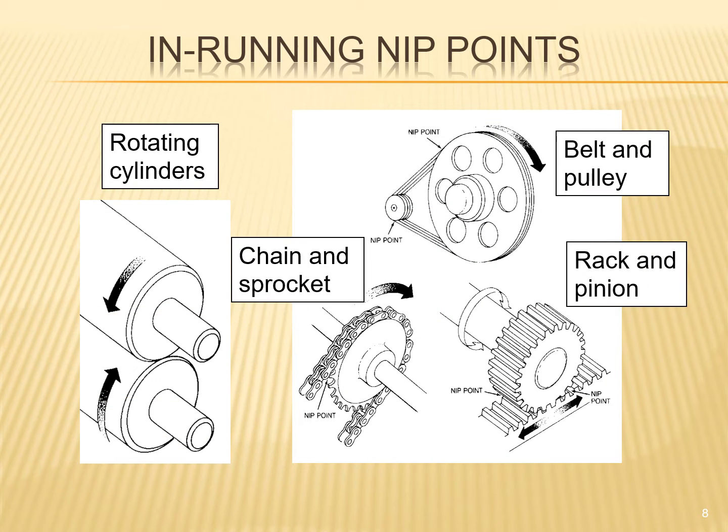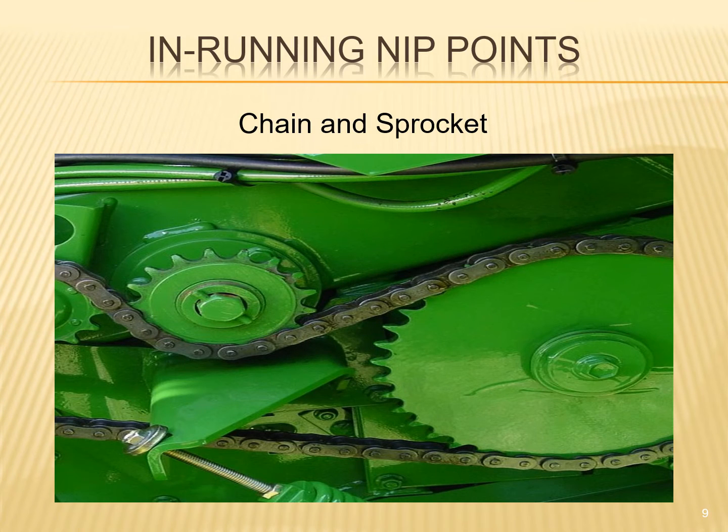In-running nip points. This is a rotating cylinders where the nip point is here, chain and sprocket, nip point in here, belt and pulley, nip points here, and then rack and pinion nip points on either side. In-running nip points, chain and sprocket, again, nip points right here, and then here, depending on the direction of the chain.